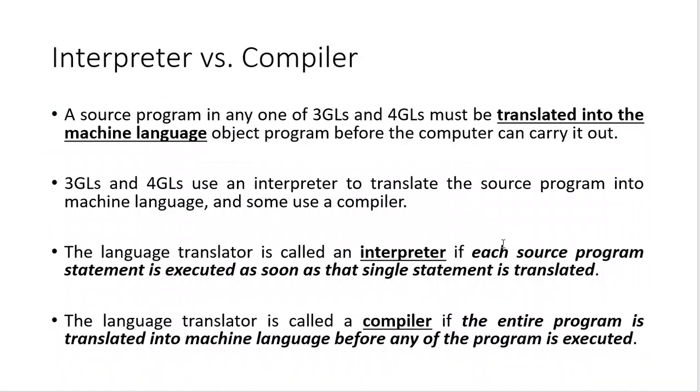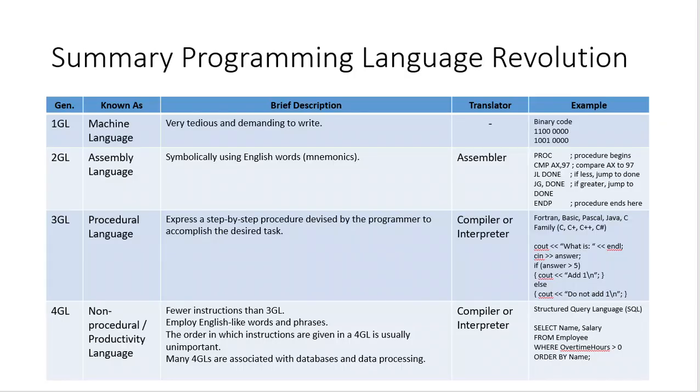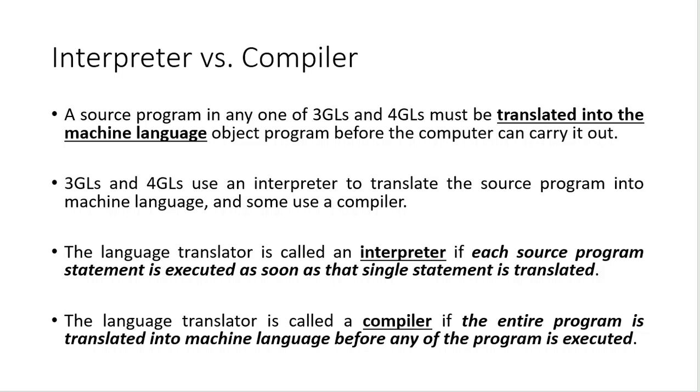Okay, next, interpreter versus compiler. Okay, tadi kita dah tengok dekat 3GL, we have compiler or interpreter. So what is the difference between these two? Okay, a source program in any one of 3GLs and 4GLs must be translated into a machine language object program before the computer can carry it out. Okay, setiap language program yang ditulis dalam 3GL ataupun 4GL mesti diterjemahkan ke dalam machine language, barulah instruction tu boleh difahami oleh komputer. So 3GLs and 4GLs use an interpreter to translate source program into machine language and some use a compiler. So ada 3GL, 4GL yang use interpreter, ada yang use compiler. So apa beza interpreter dengan compiler?